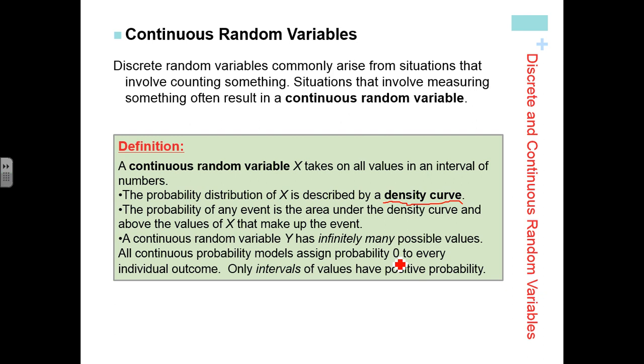Density curves don't even have to be curves. They just have to be above the x-axis, and the area under them is the probability of the event, and that has to total up to 1. Continuous random variable Y has infinitely many possible values. All continuous probability models assign probability 0 to every individual outcome. So the probability of Y equaling 1, for instance, will be 0. So you're always looking at a range, the probability of Y being between 1 and 5, for instance, just like we did with normal curves.